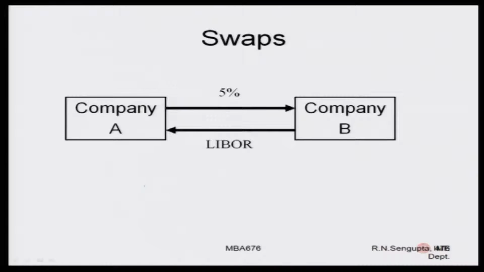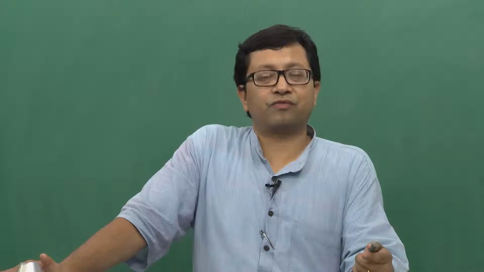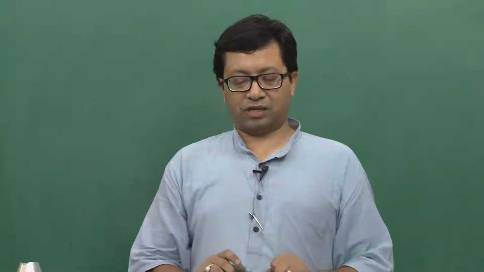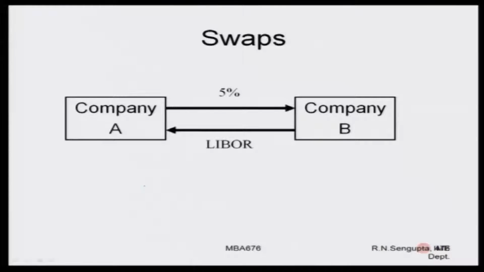So, this was the basic scenario. Company A was there, 5% was being paid, and company B was basically paying LIBOR. So, obviously it would mean that company A or company B may find it advantageous to convert this floating to a fixed or fixed to a floating. So, we have to basically check the context of the problem and then decide which is better for which company. Now, till now in this example which you are seeing, there are two boxes, company A and company B. There are no third parties, there is no financial institution.